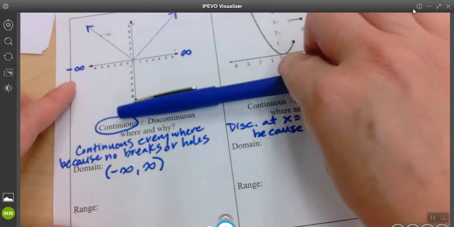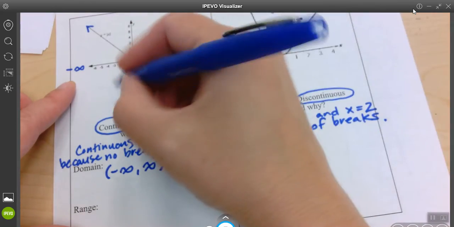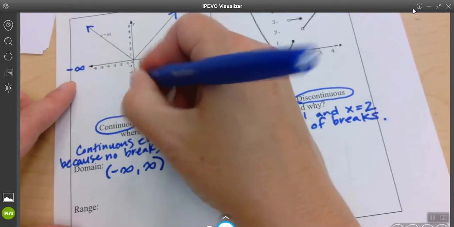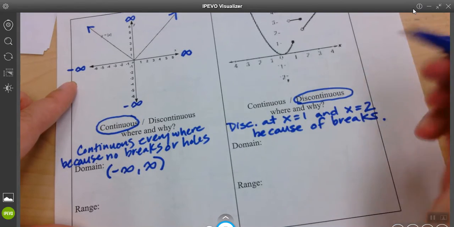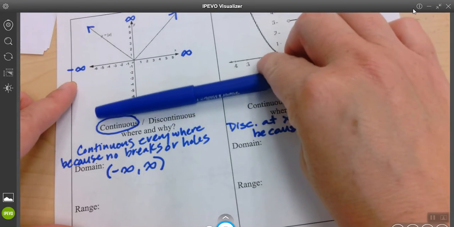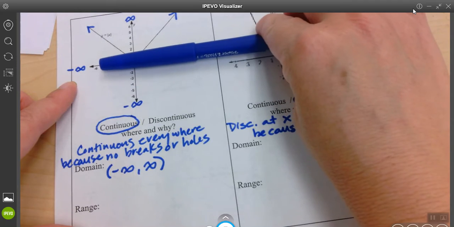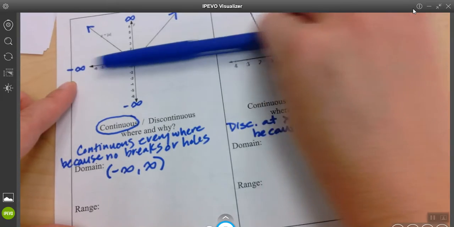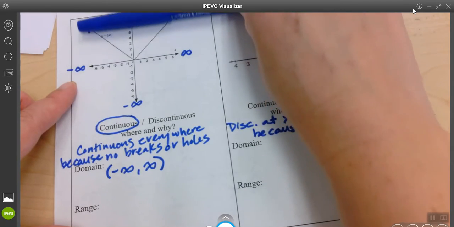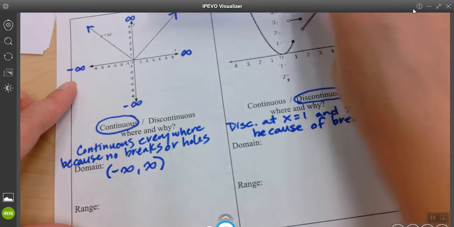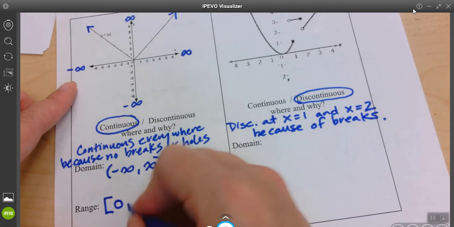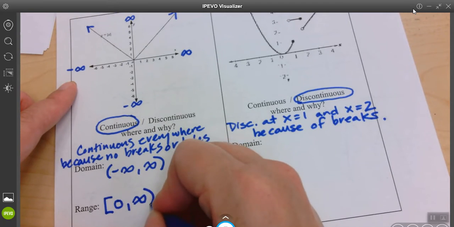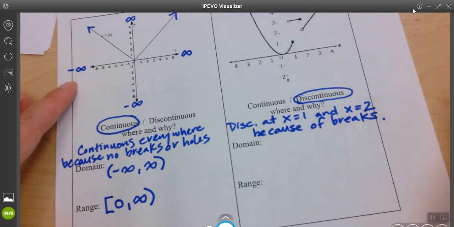Your range starts at the bottom and it goes up. Now, if it went down, there would be a negative infinity, and if it went up, there would be a positive infinity. Our function does not go down, but it starts right here where your y value is 0, and it keeps going up until your y value is infinity. We want to include the 0 with a square bracket, but you never include infinity because you can't get there.